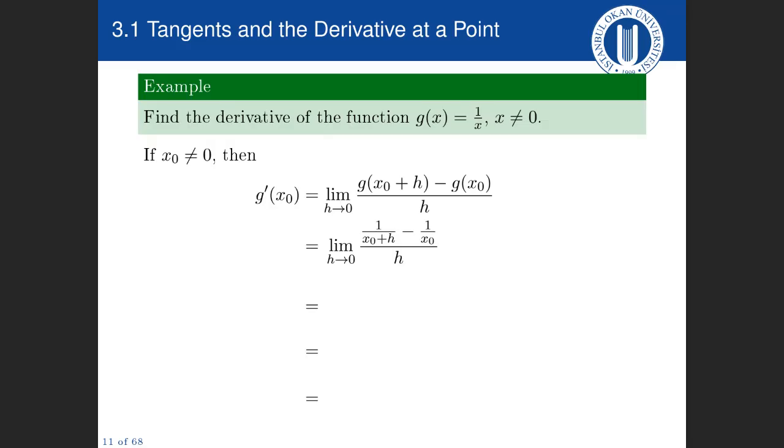g of x is equal to 1 over x. So g of x0 is 1 divided by x0, and g of x0 plus h must be 1 over x0 plus h. We're taking the function 1 over x, and we're replacing x by x0 plus h.